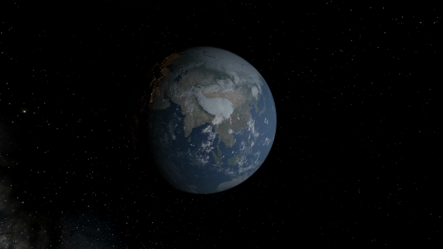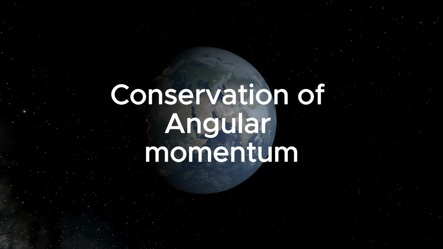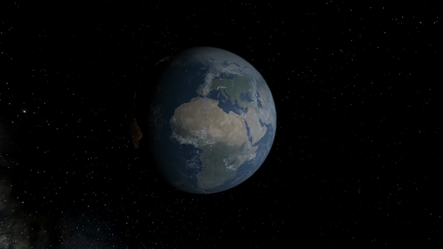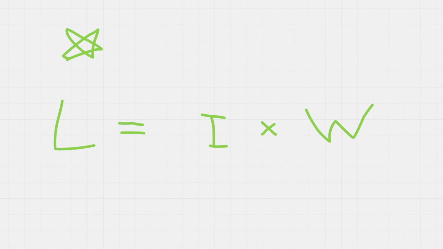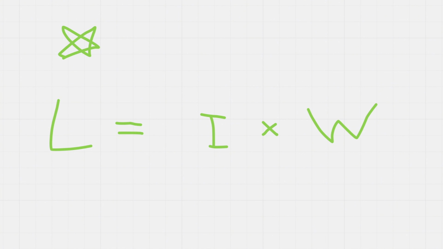Now we must talk about the conservation of angular momentum, which greatly applies to many worldly objects. The principle goes as follows. If there is no outside force on your system, angular momentum will stay the same regardless of changes within the system. Here's the really cool part. Assuming there are no external forces, if we increase one of the variables, we will see the other variable decrease to keep angular momentum the same.